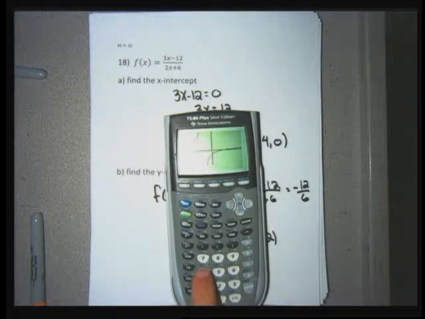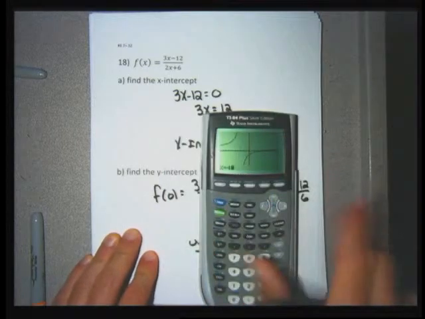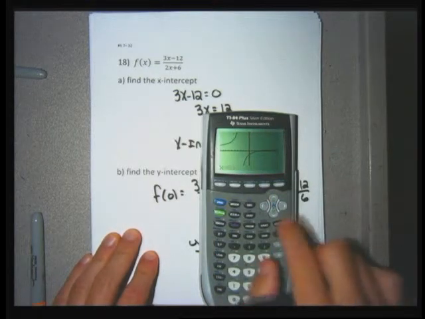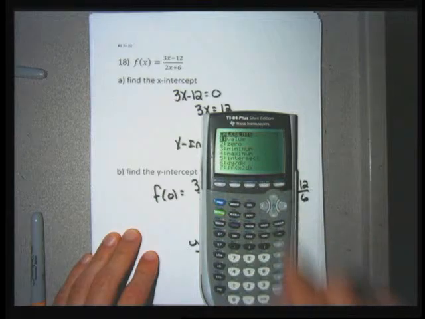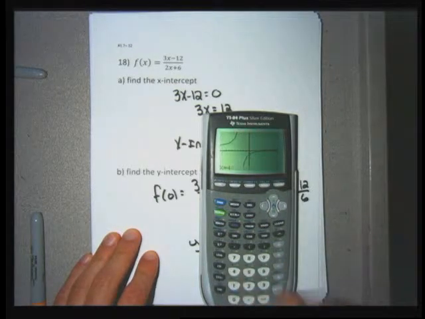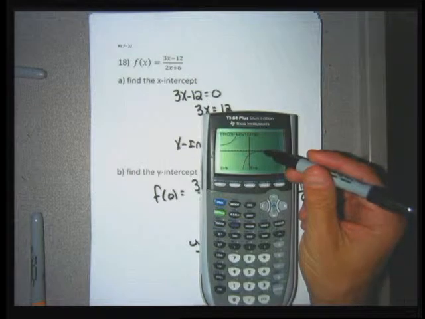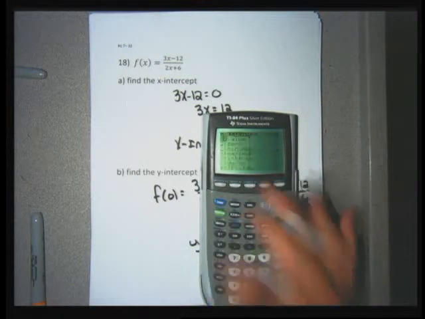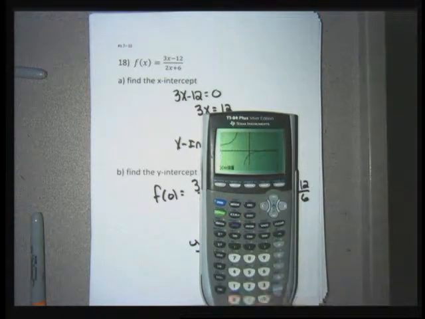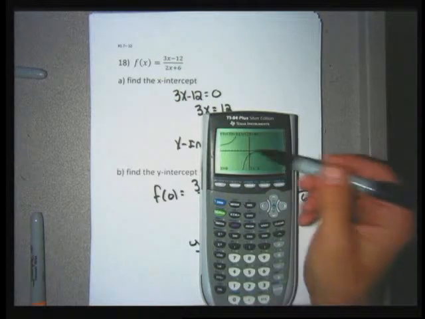I'm going to type the number 4 in for x. And when I type the number 4 in for x, I should see 0. So just in case you didn't see that, I did second, calc, value, type in 4 for x, and it tells me y is 0 and plots the x-intercept. To check the y-intercept, I go second, calc, value, type in 0 for x, and hit enter, and it shows me y is negative 2.